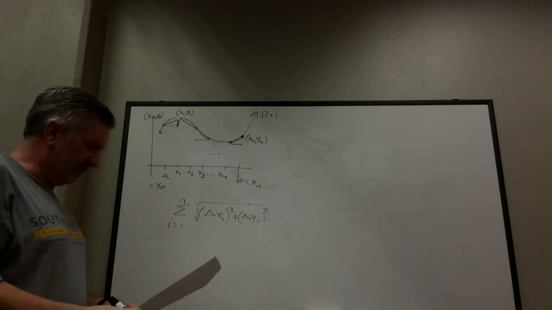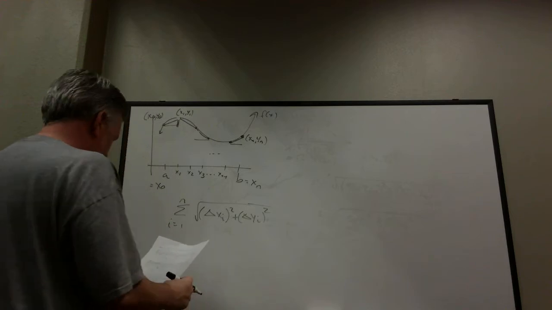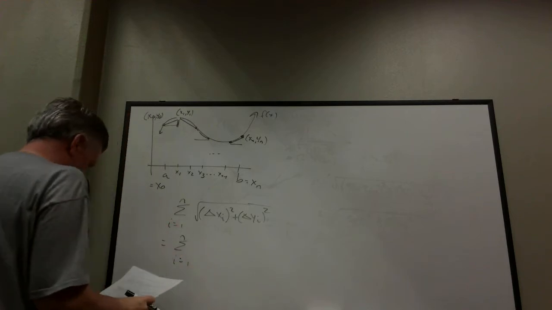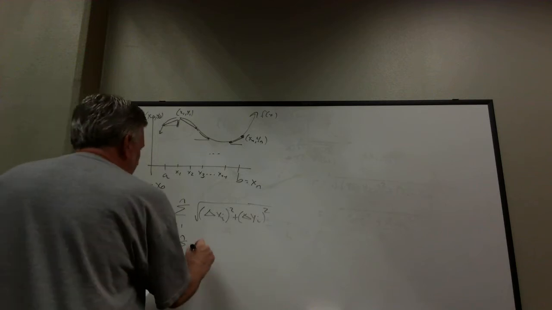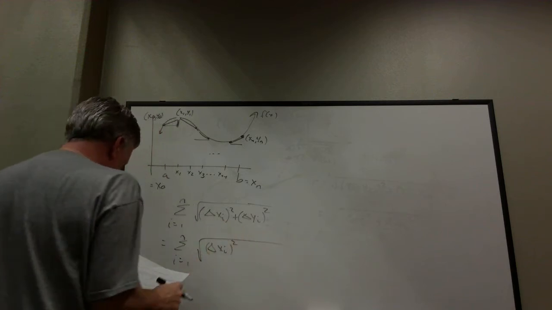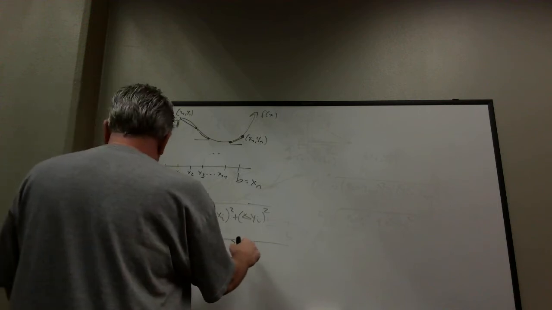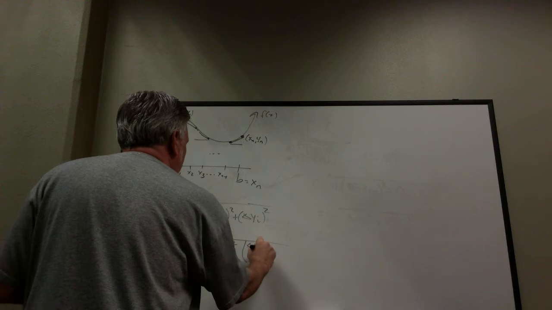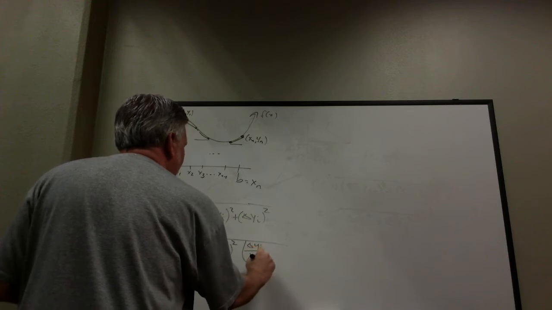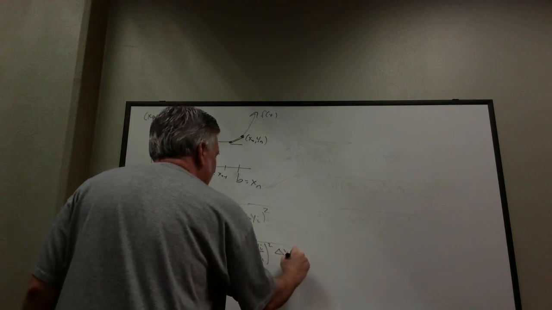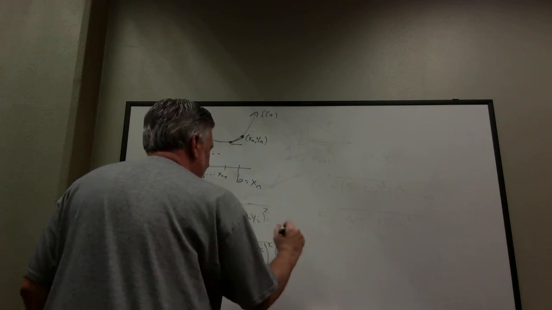Okay, so let's do some algebra on this expression here. So we're going to continue here. Sum from i equals 1 to n, square root of. So delta x_i squared I'm going to leave alone. And I'm going to rewrite this as (delta y_i over delta x_i) whole thing squared times (delta x_i) whole thing squared.